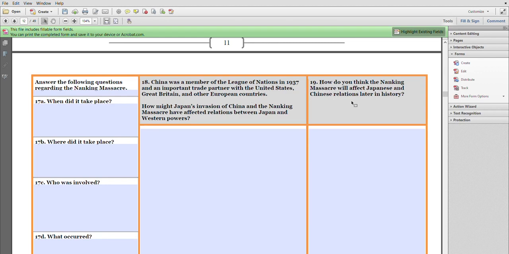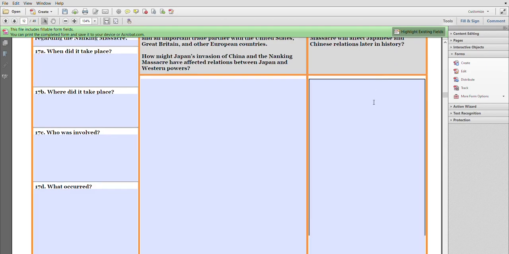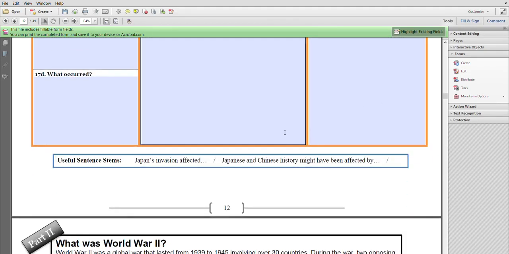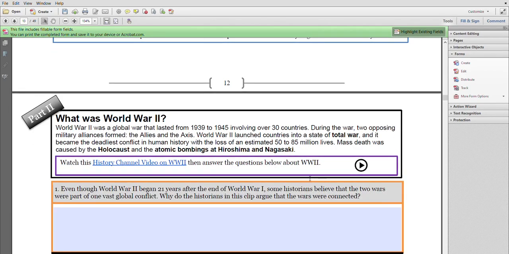19. How do you think the Nanking Massacre will affect Japanese and Chinese relations later in history? So let's say 20 years down the road, how do you think the Chinese felt about the Japanese after what they did? Useful sentence stems down here. When you're writing your responses, you may write Japan's invasion affected and then finish your thought. Or perhaps Japanese and Chinese history might have been affected by, and continue your thought there.